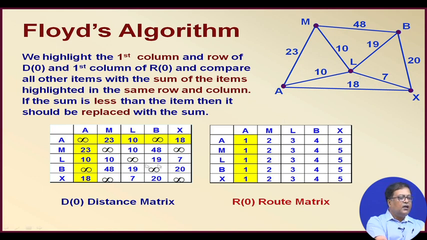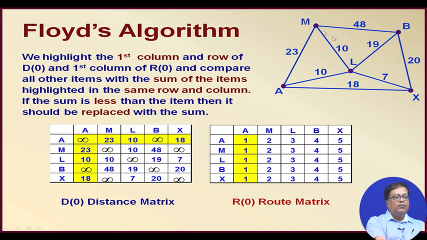See, B to L current distance is 19. What is the distance from B to L through A? You see, A to L is 10 and B to A is infinity. So, B to L through A is infinity. Out of infinity and 19, which one is lower? 19. So, we keep 19. But B to A, what is the current distance from A to B? Infinity. What is the distance of B to A through A? There is no path. So, we do not put any change, we keep it infinity.